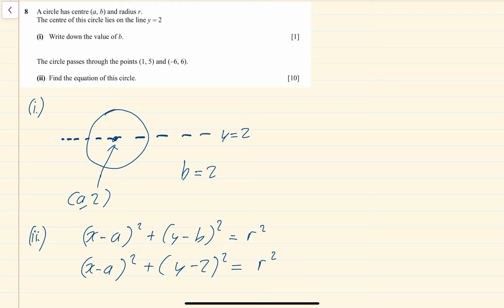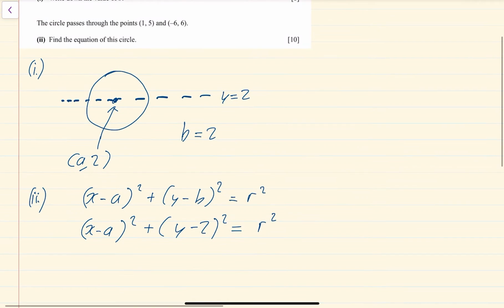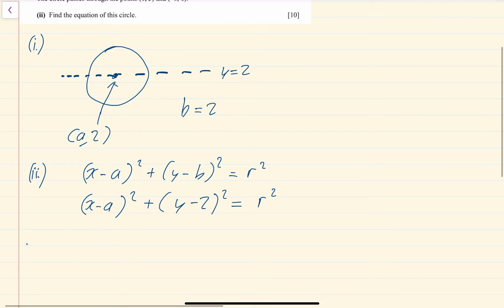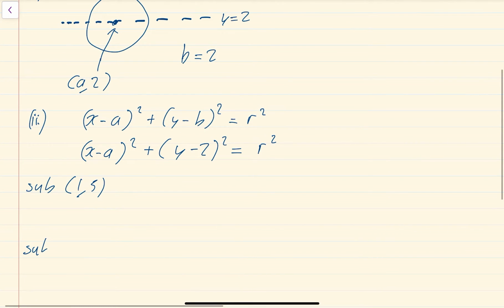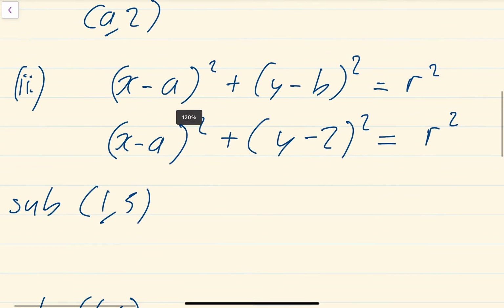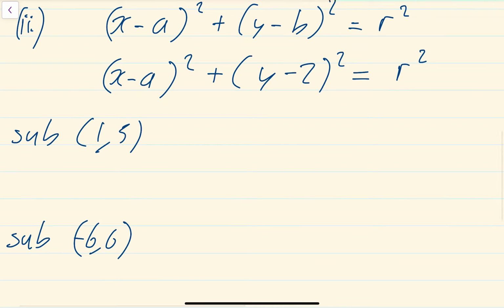So we can just sub in these points, and hopefully that will be enough for us to get there. So we're going to sub in the first point, which was 1, 5. I'll write down the other one as well before I forget it, which is minus 6, 6. So we're just going to sub it in its current form, see how we get on with that. Might not be the most efficient way of doing it, but we'll go for it. So that's 1 minus a squared plus 5 minus 2 squared, because my y was 5, is equal to r squared, and let's just tidy that up.